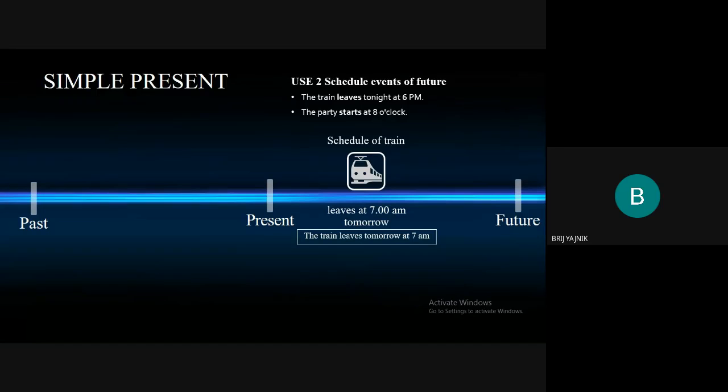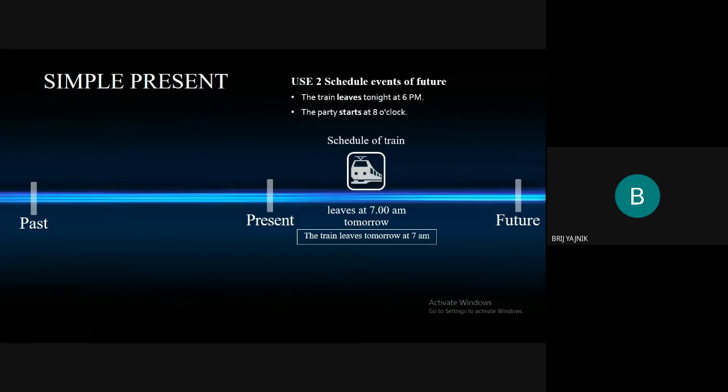The train leaves tonight at 6 p.m. The party starts at 8 o'clock in the evening today. Yeah, it can be an event also. Now, most generally, this scheduled event use of simple present tense is used to talk about transportation, schedules for transports. It can be buses or cars or trains or airplanes or anything. And it can be any event like a party or a marriage. It can even be our classes.